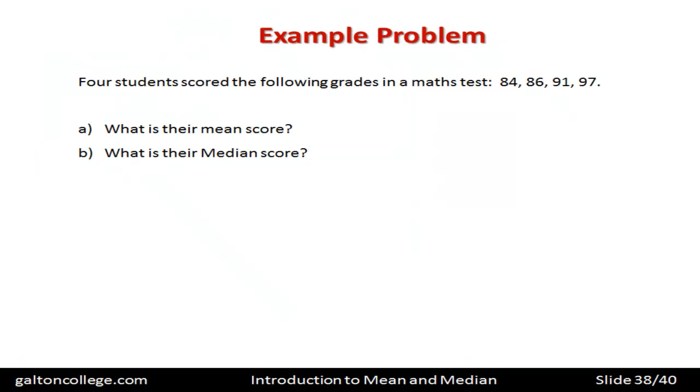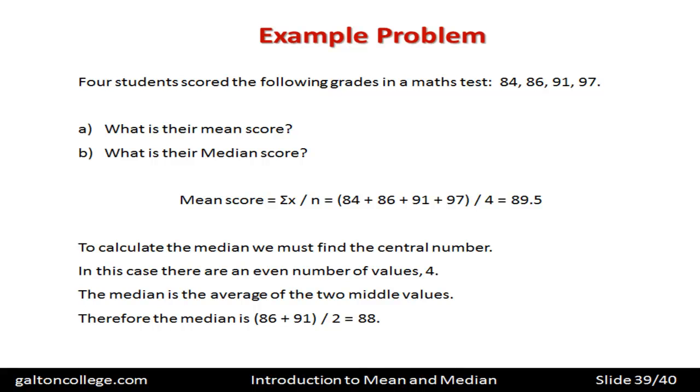Now take an example. Say 4 students scored the following grades in a maths test. Say they scored 84, 86, 91 and 97. Now these are ordered from smallest to largest, 84, then going up to 86, going up to 91, going up to 97. So someone scored 97 out of 100. That's a very, very good result. So what we need to do is work out the mean score and the median score. That's the task we're asked to perform.